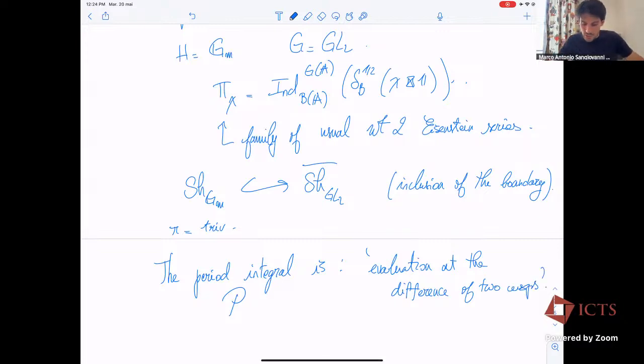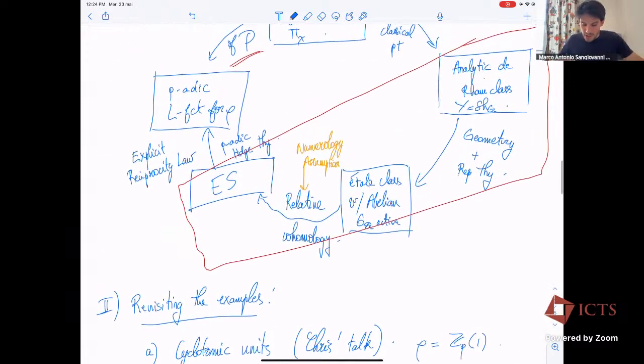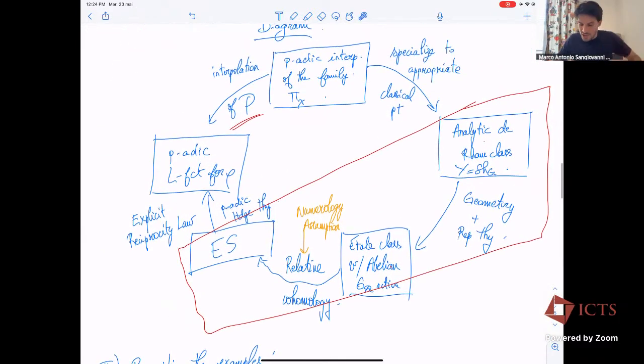Okay, so then let me go back to this diagram. So here we said we have our usual ordinary family of GL2 Eisenstein series. If you take the new vector and chi is ramified at P, then it's ordinary. And you specialize to weight two classical point, you get analytic de Rham classes. These were the classes that Chris denoted by omega chi in his talk.